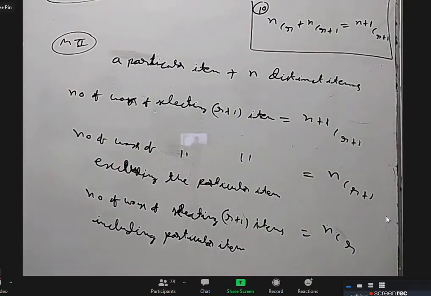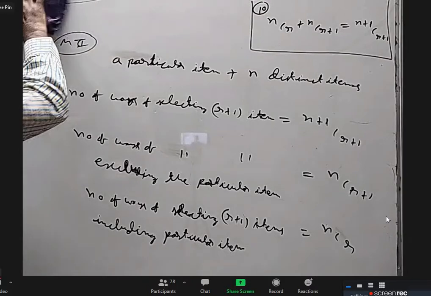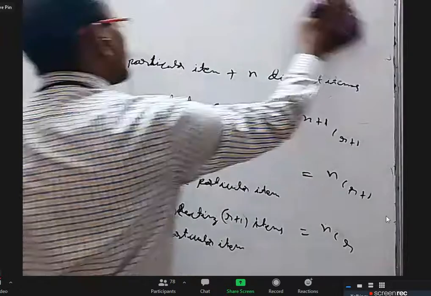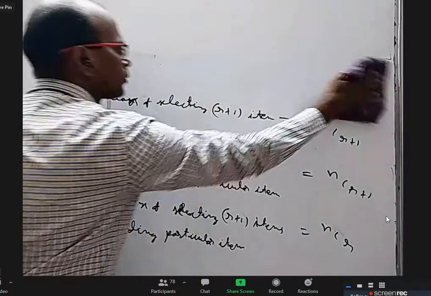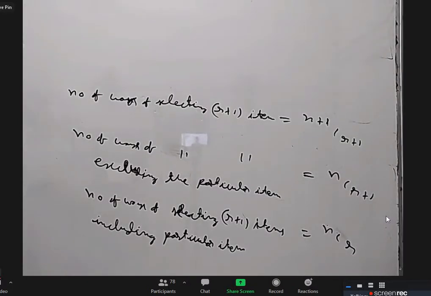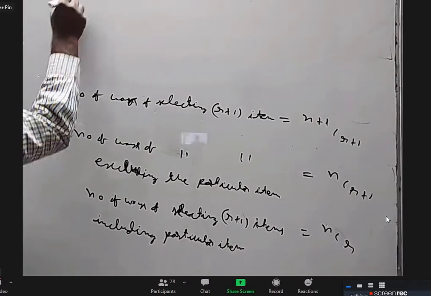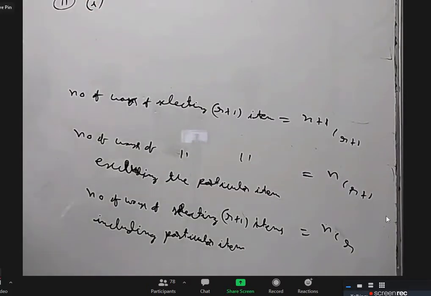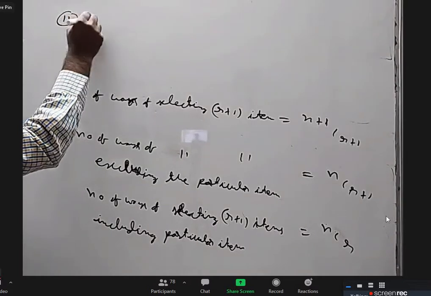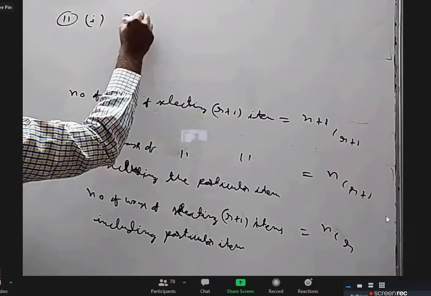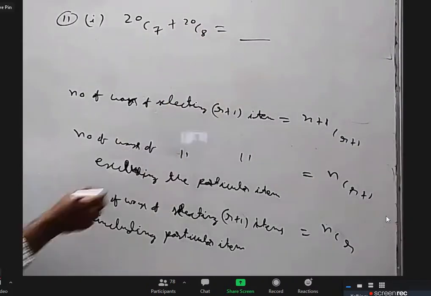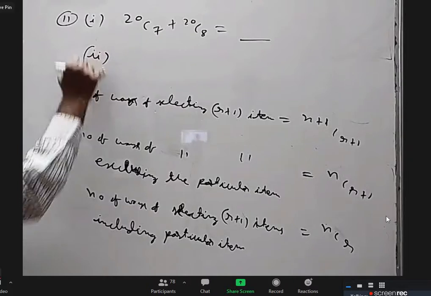Based on this formula, we'll do a few questions now. 11th one, first one. So fill it up. 20C7 plus 20C8. You have to express them as a single NCR, just to become familiar with the formula.